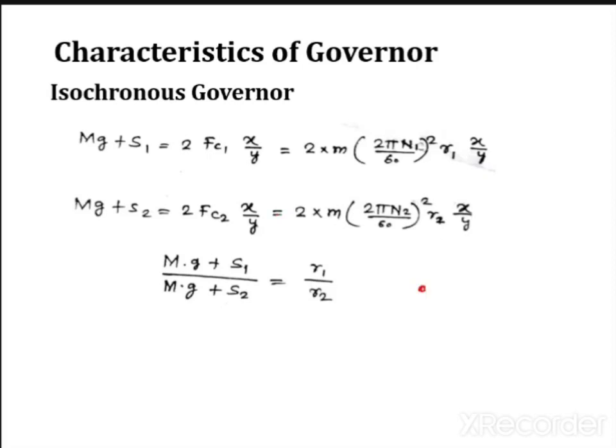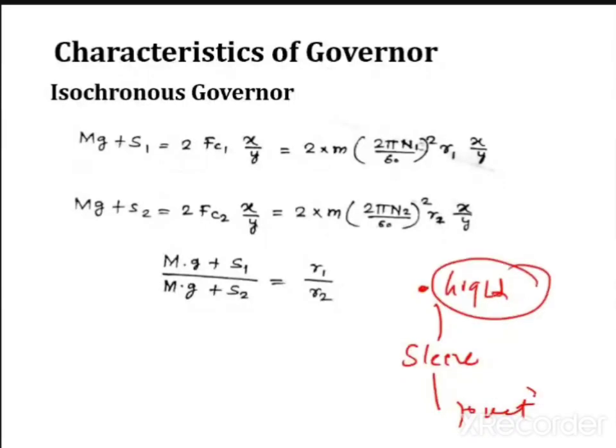It means either it will move to the highest position. Let us say this is a sleeve. It moves to the highest position or it moves to the lowest position suddenly, in no time. If it moves to the highest position, suddenly the speed will increase. If it moves to the lowest position, suddenly the speed will decrease. So either the maximum amount of fuel will get admitted or the minimum amount of fuel will get admitted. It means exactly the accurate amount of fuel will not get admitted inside the engine.